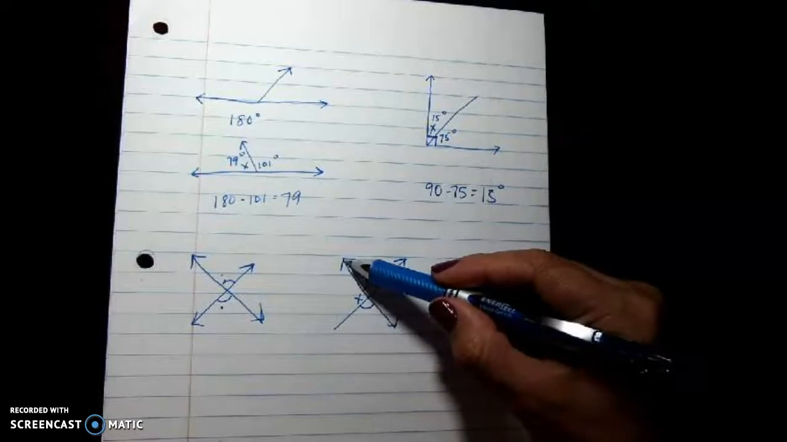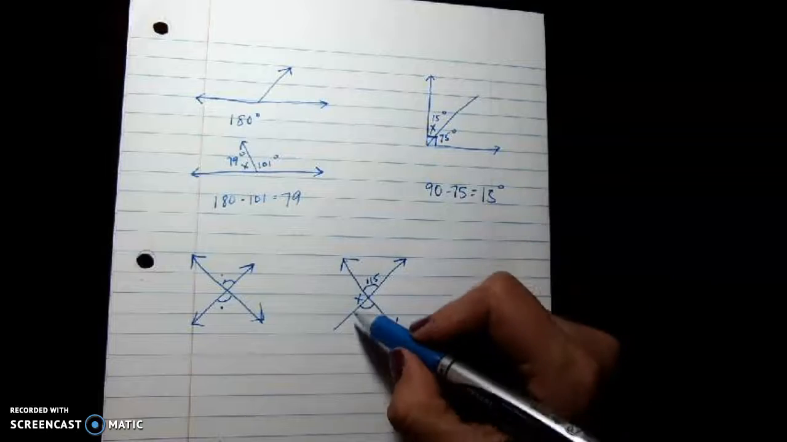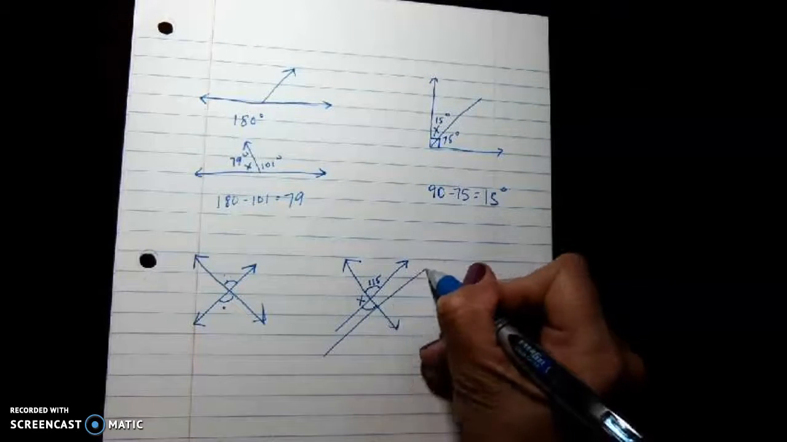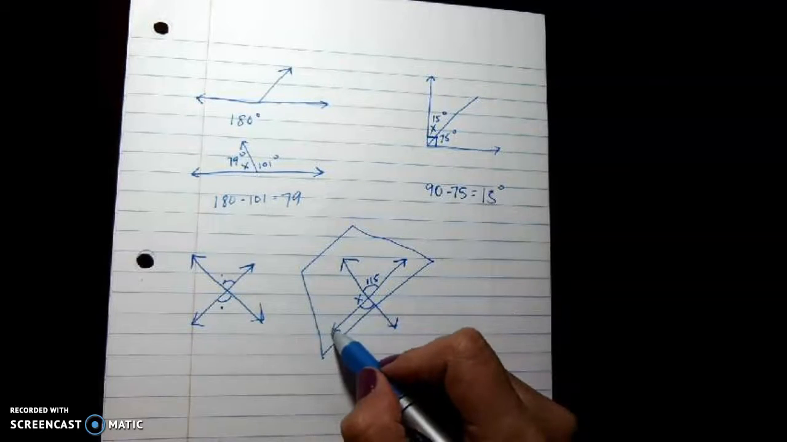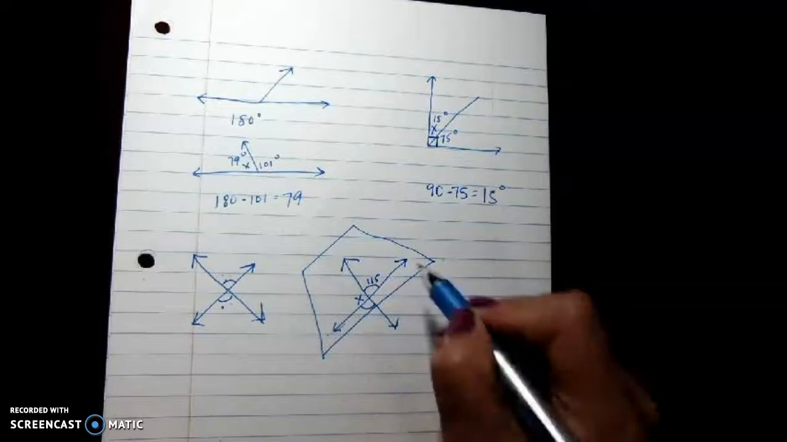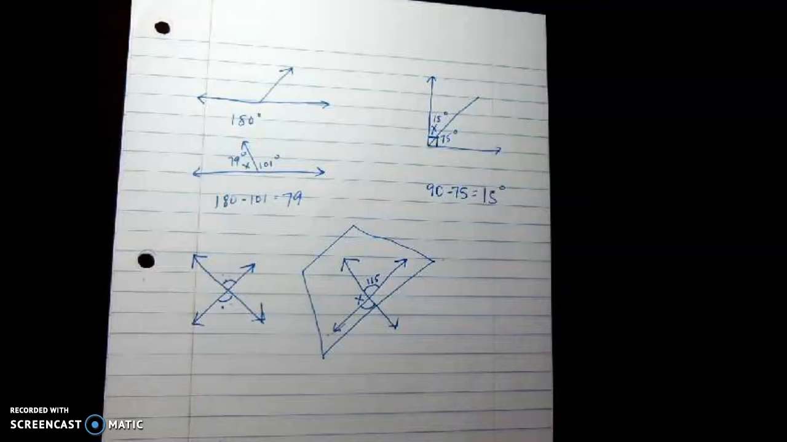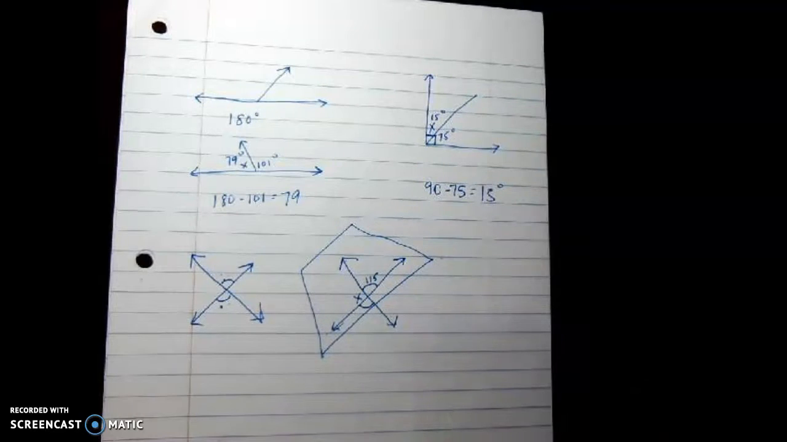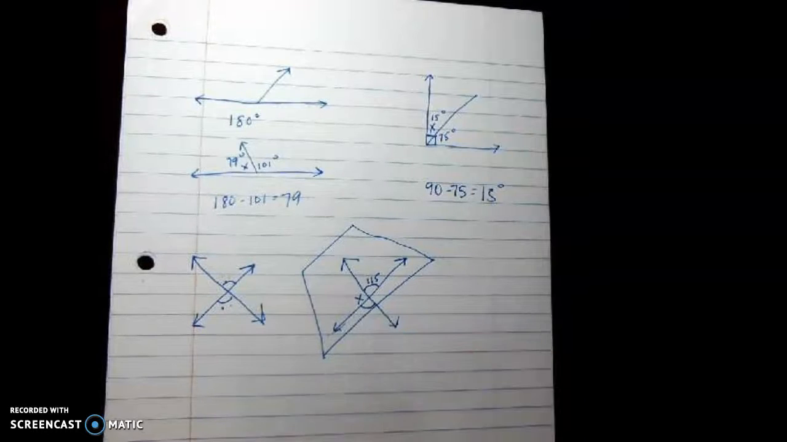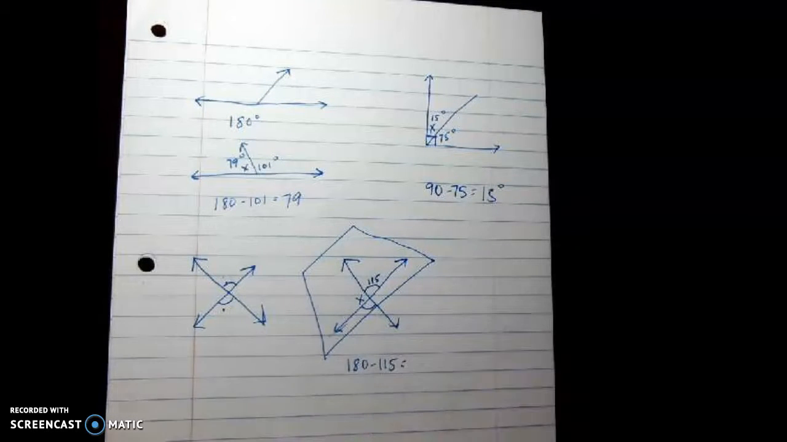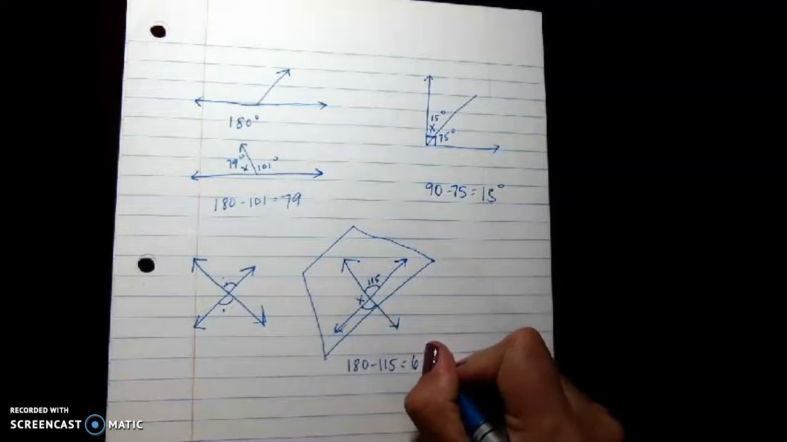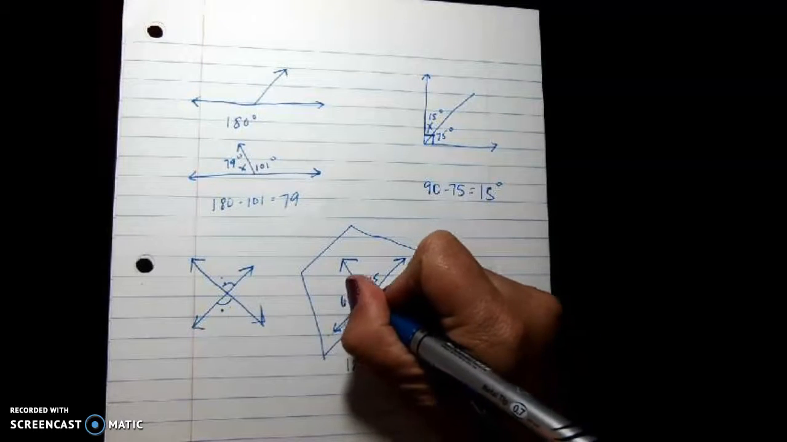So even though these are vertical angles, this part right here is still a supplementary angle. This from here all the way to here is a supplementary angle. So all of it equals 180 degrees. So if I still wanted to find that, I would still go 180 minus 115. And get 65. So this would be 65.